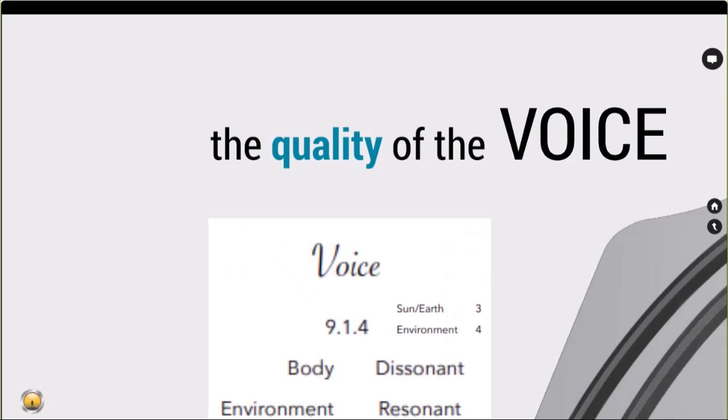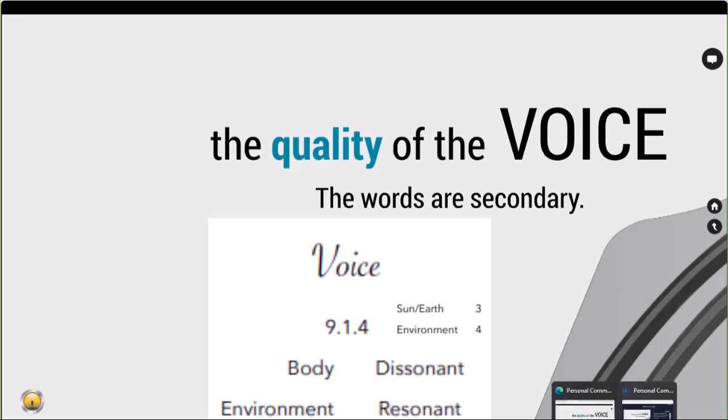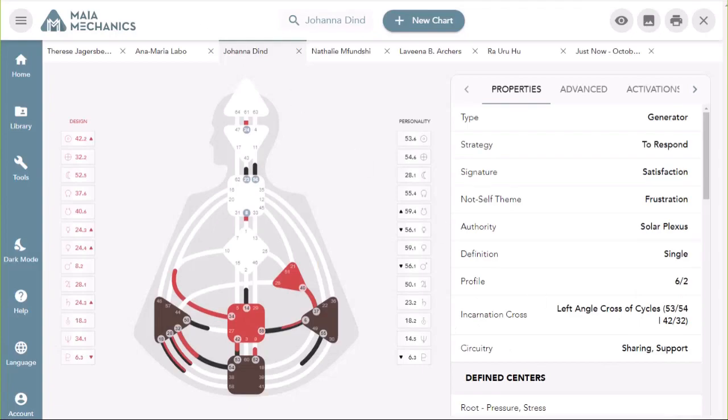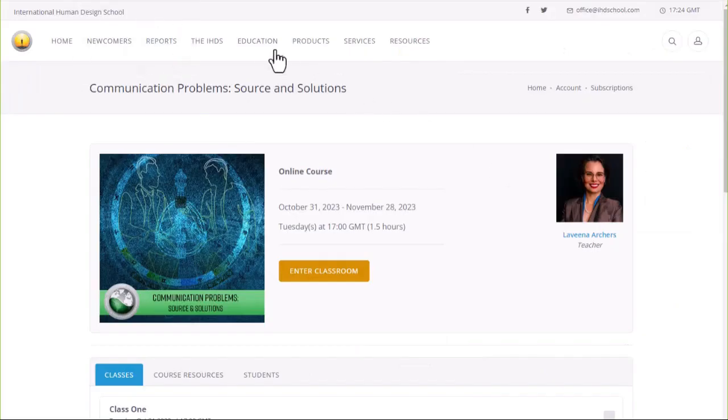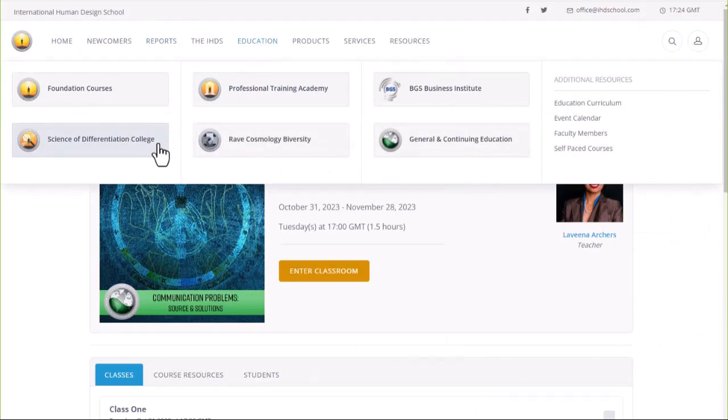Not necessarily the words. Words are secondary, according to Ra Uru Hu. So the quality of the voice comes from the unconscious Mercury. We learned that in advanced analysis training. If that's interesting to you, advanced analysis training at the International Human Design School, you can find it under Education and the Science of Differentiation College. You do have to have a minimum of Rave Cartography to enter the college, and you'll need to have the analyst training before you graduate from the Science of Differentiation College, just letting you know that that is a prerequisite to have your graduation from the college.